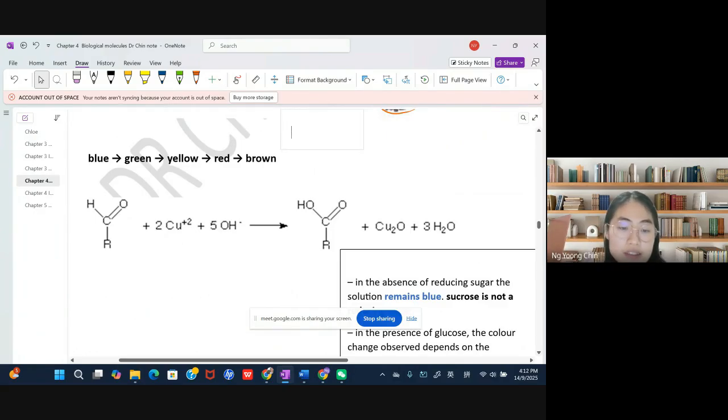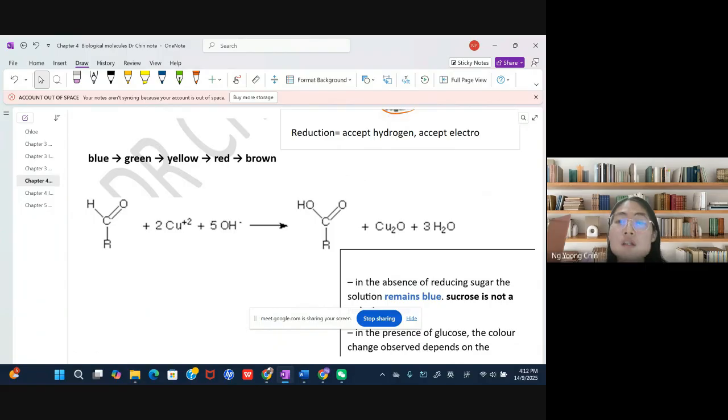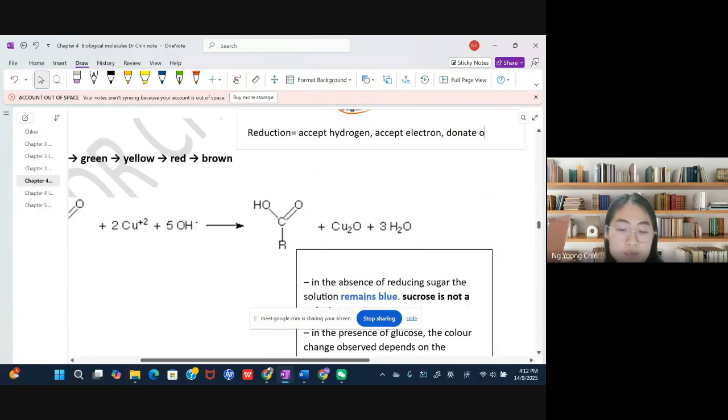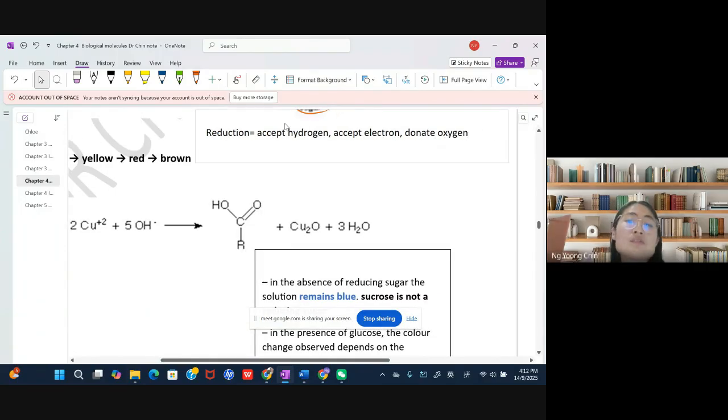This one, reduction, oxidation. So Chloe, what's meant by reduction? Reduction means that these atoms will accept the hydrogens, or they will accept the electron, or they will donate the oxygens. So this we call a reduction.